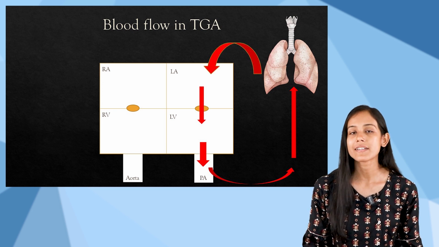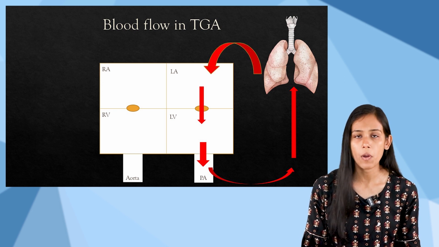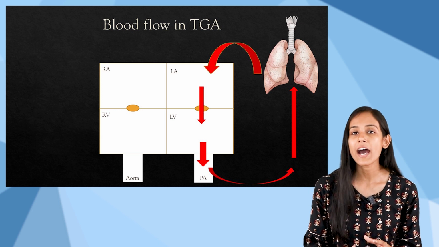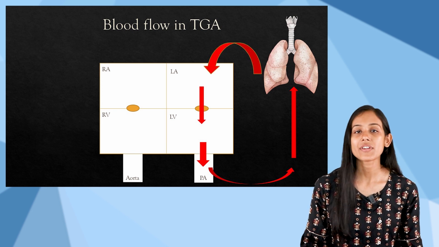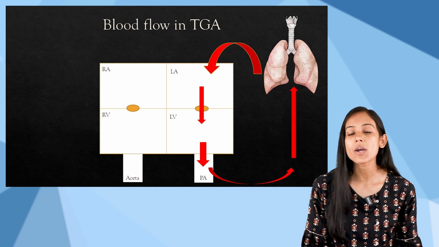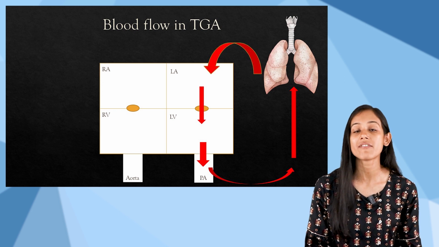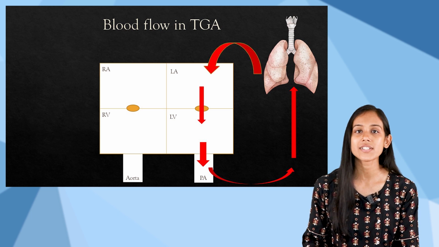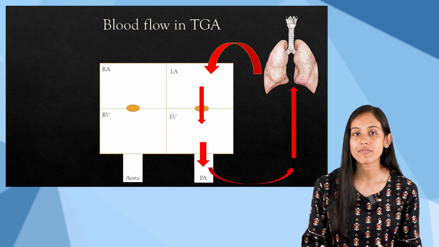But to understand that, it's very important to know about the normal blood flow of the heart. So how does the normal heart function, right? We have four chambers in our heart: the right atrium, right ventricle, left atrium, and left ventricle, right? Now, the deoxygenated blood comes to the right atrium from the superior vena cava and inferior vena cava. From this right atrium, it goes down to the right ventricle through the tricuspid valve.